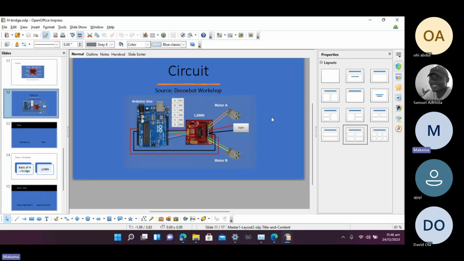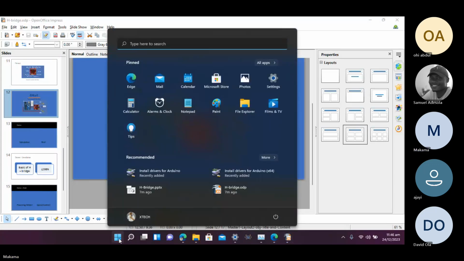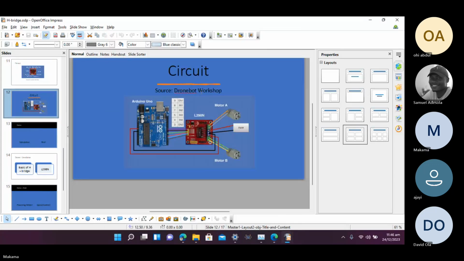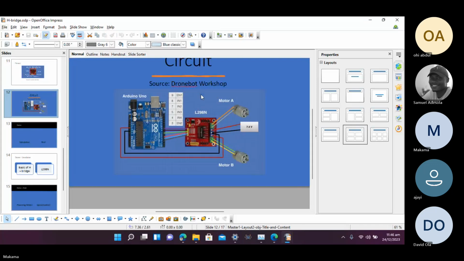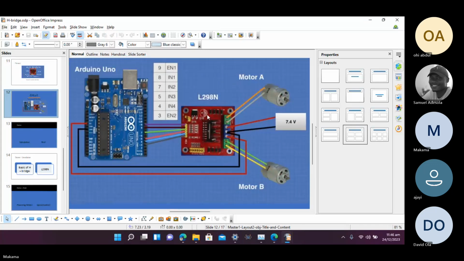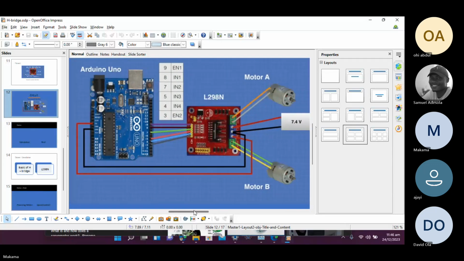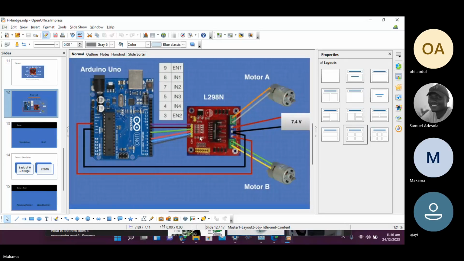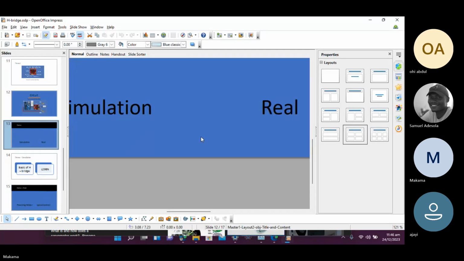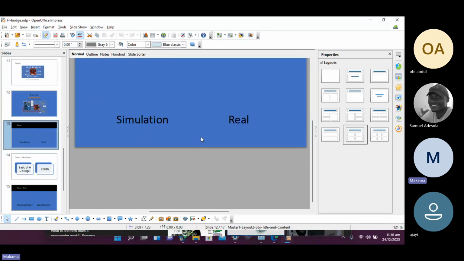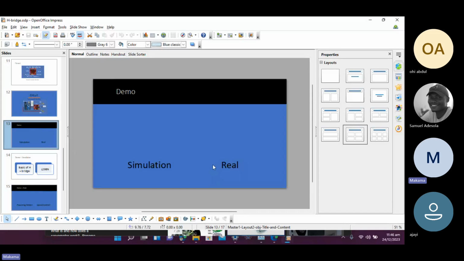So this is the circuit we'll be using to do the demo. This is the circuit we'll be using. Don't mind the circuit. The demo will cover simulation and the real part.